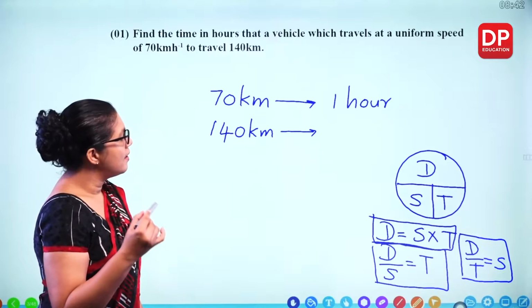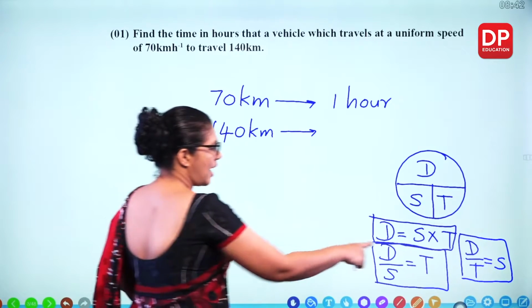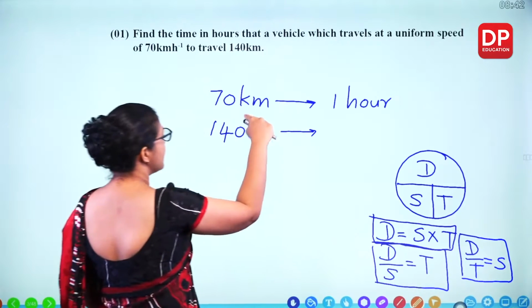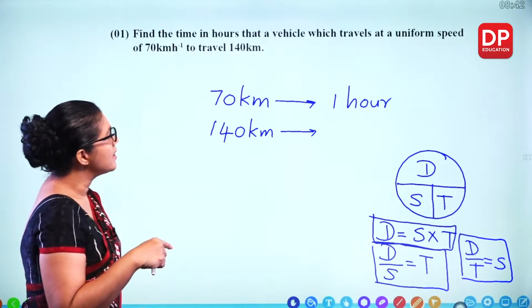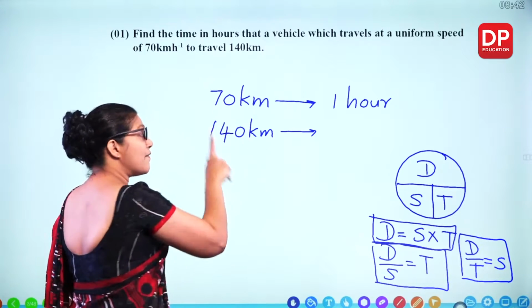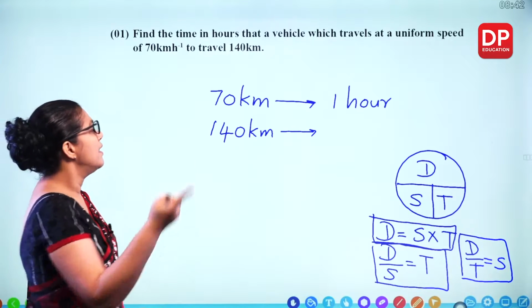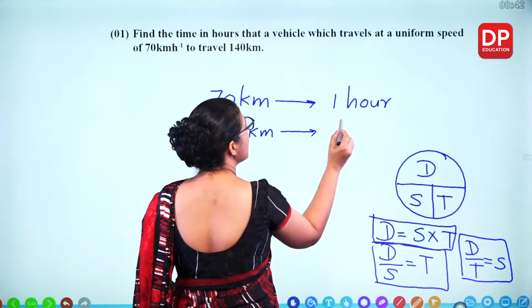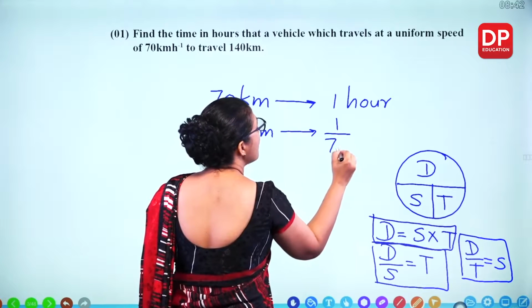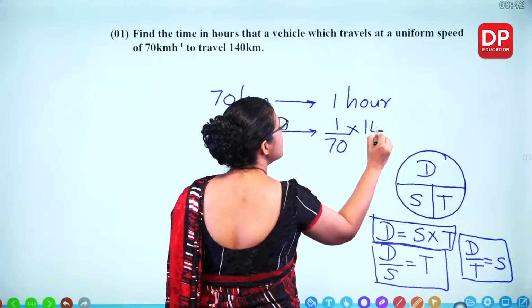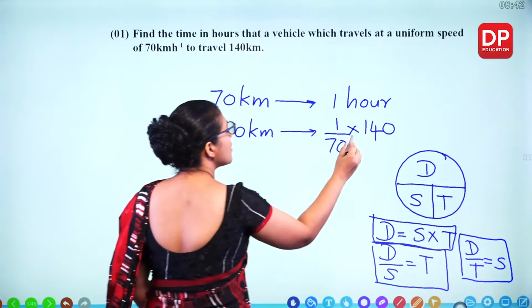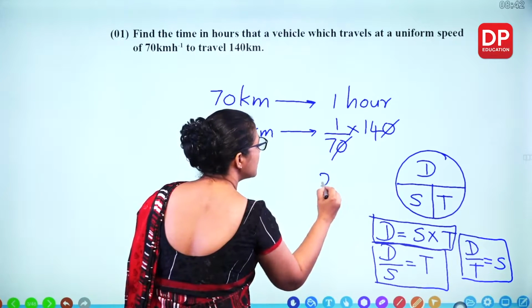So here you need to find out time. That means distance over speed. So here 70 kilometers, speed is given. 70 kilometers, 1 hour. 140, so you take 140 and divide by 70. So you get 2 hours.